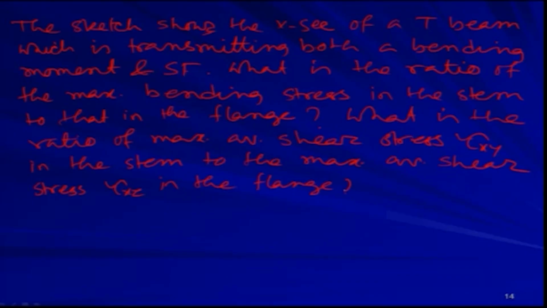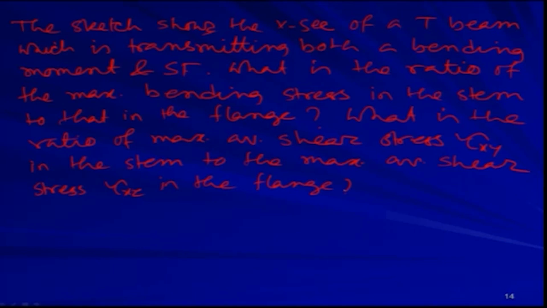So, there are two things. One is that you have to find out the ratio of the bending stress in the stem as well as the flange, and you need to find out the ratio of the shear stress. Shear stress, of course, tau xy is critical for the stem and tau xz is critical for the flange. Already we have seen that. So, that ratio also has to be found out.